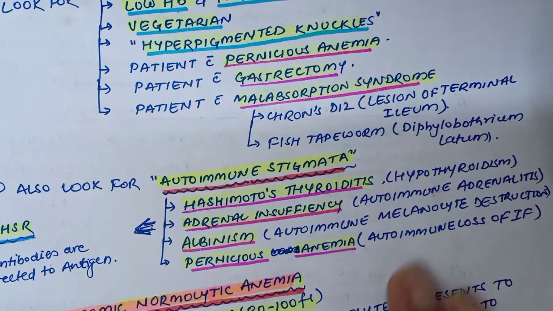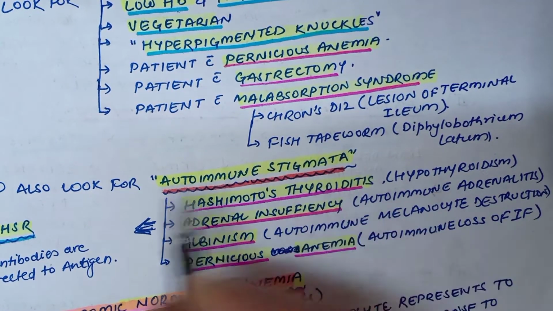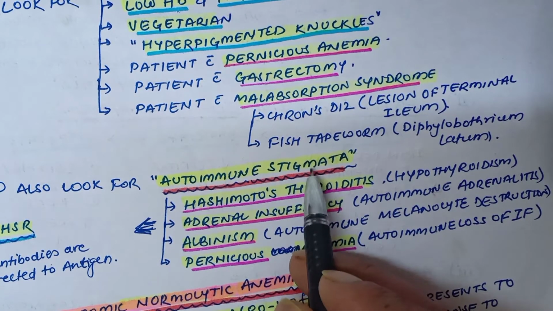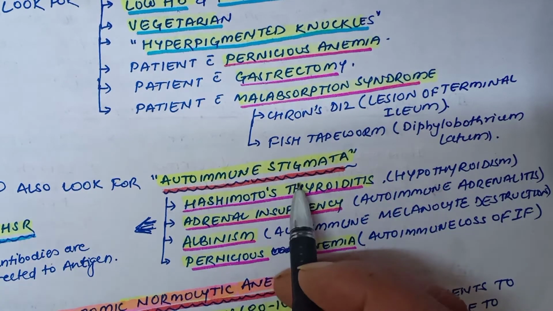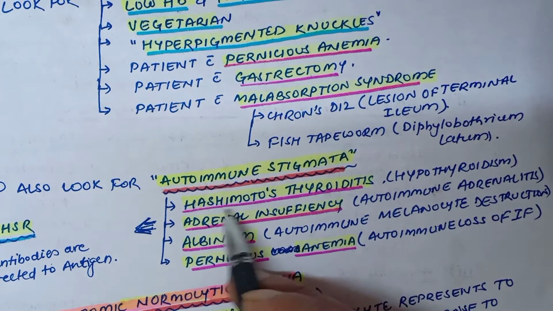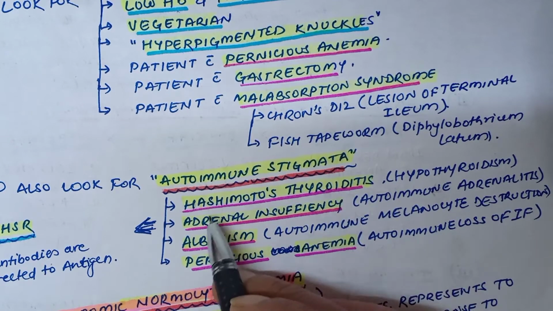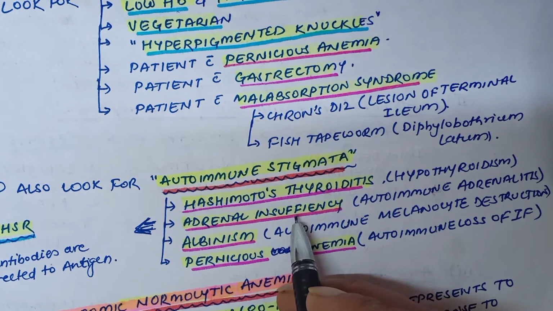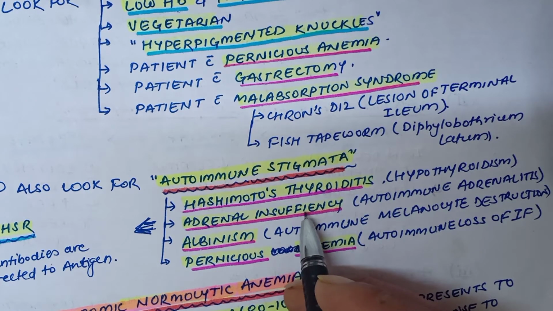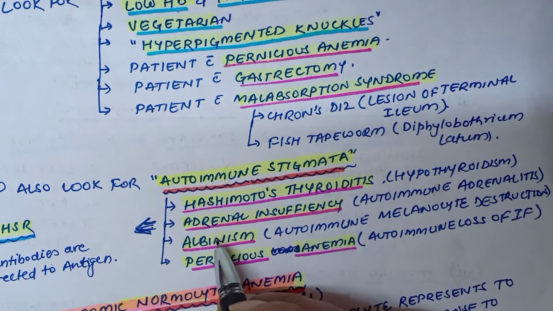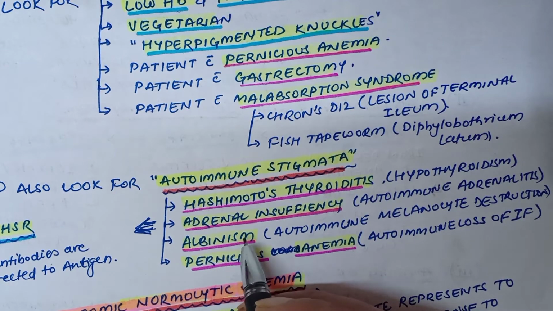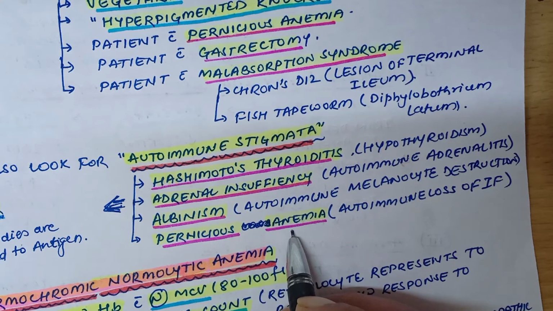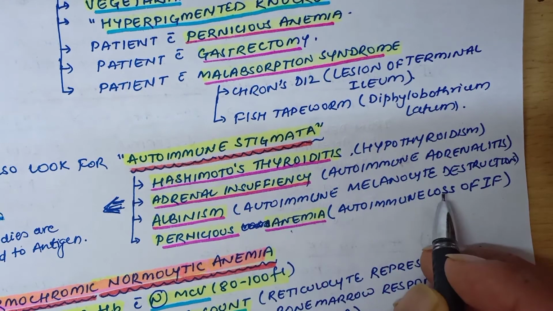Now also look for autoimmune stigmata in case of macrocytic anemia. So macrocytic anemia may be associated with Hashimoto's thyroiditis, adrenal insufficiency, which is autoimmune adrenalitis, albinism, where there will be autoimmune melanocyte destruction, and pernicious anemia, where there is autoimmune loss of intrinsic factor.